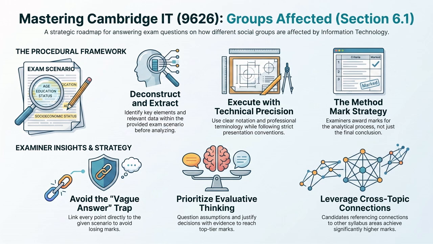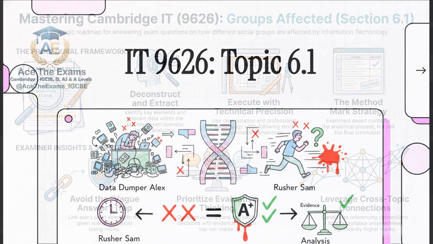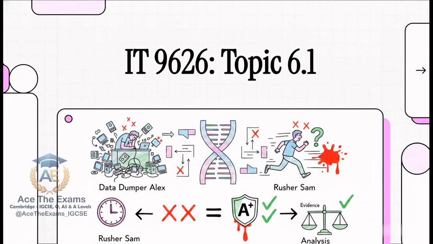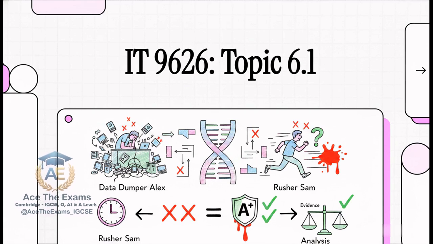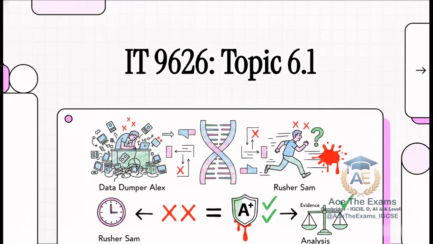All right, let's jump straight into this explainer. Today, we are stepping into the role of the geneticist. We are going to completely decode the exact strategy you need to engineer the perfect DNA of an A-star answer for your Cambridge Computer Science and Information Technology exams, specifically focusing on topic 6.1.